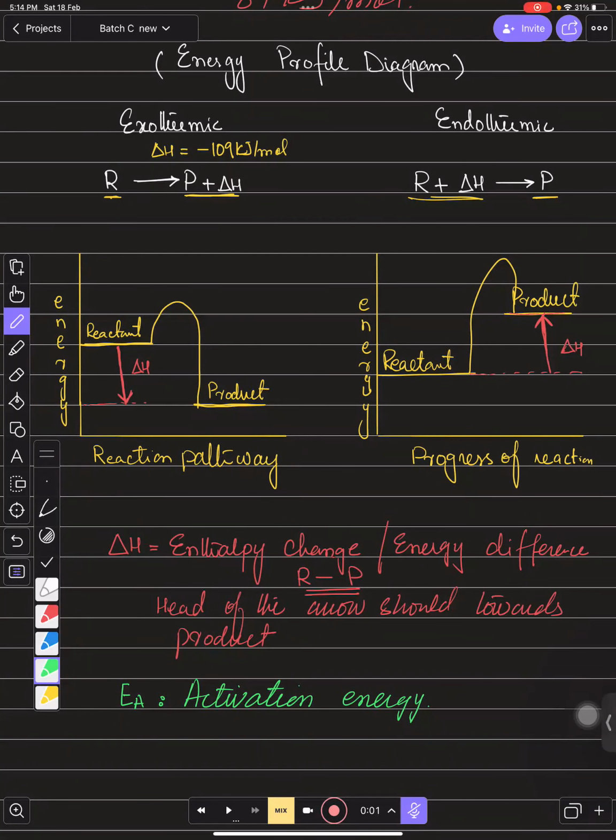For example, if you want to burn methane gas at home, you need to provide a matchstick to it, right? When you provide the matchstick, that is the minimum amount of energy you are giving it, and when it burns, the continuous reaction starts, right? So the minimum amount of energy required to start any reaction.